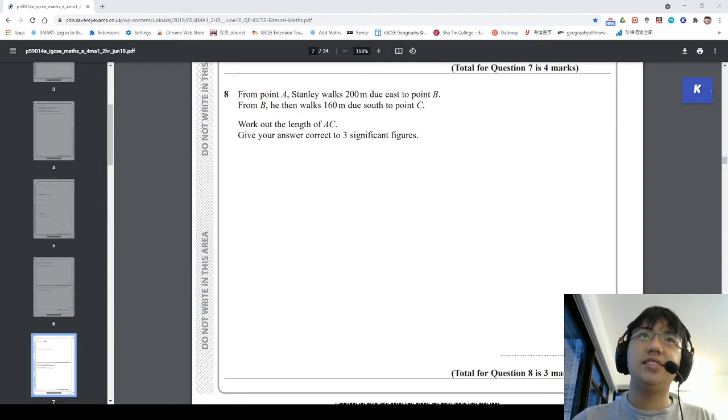For question 8, it says from point A, Stanley walks 200 meters due east to point B. From point B, he then walks 160 meters due south to point C. Work out the length of AC. Give your answers to 3 significant figures.